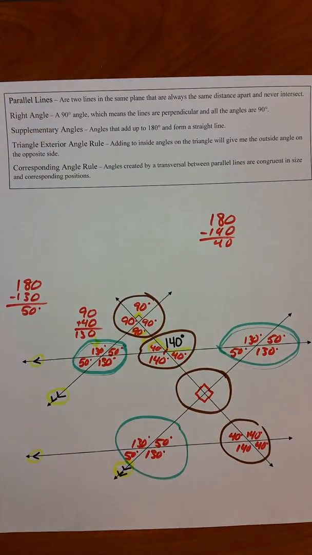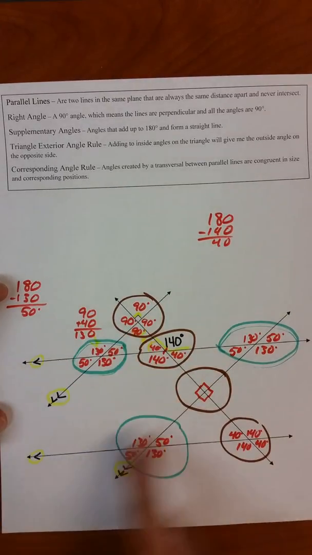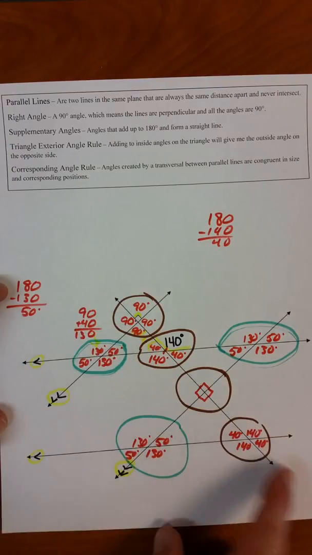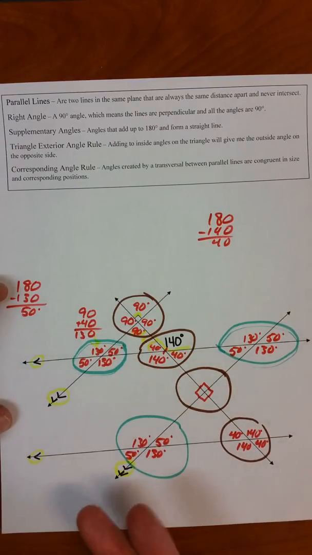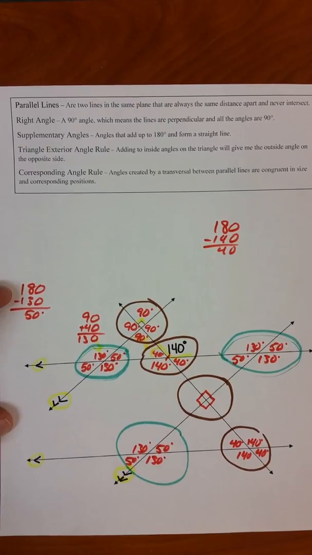So I hope that helps with you understanding how to create one of these problems where you have two sets of parallel lines intersected by one transversal. You're given two angles and you have to find all the missing angles.